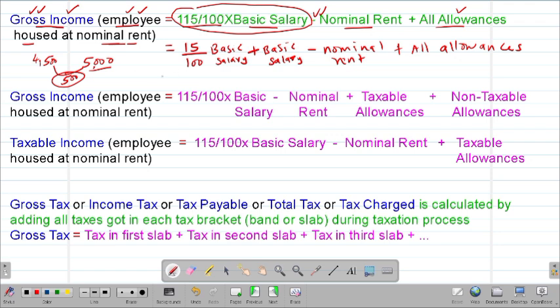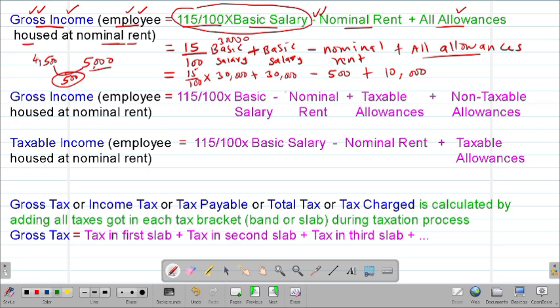So for example, let's say this person was earning 30,000. So we will take 15% of 30,000. Remember, we had already computed it on the previous page. So you take 15% of the basic salary, which was 30,000, then you add the basic salary, which is 30,000. Then you less the nominal rent, which in that case was 500 shillings. Then let's say the taxable allowances were equivalent to 10,000 shillings. So this is how we will compute our gross income.